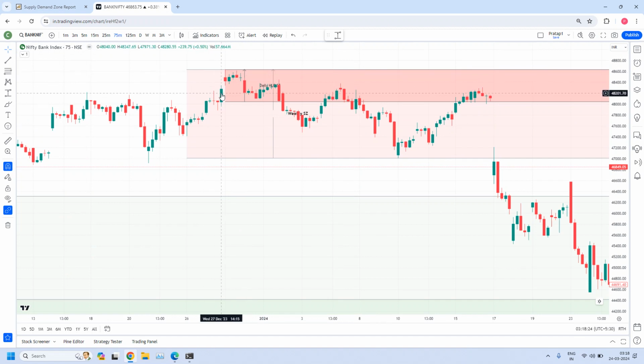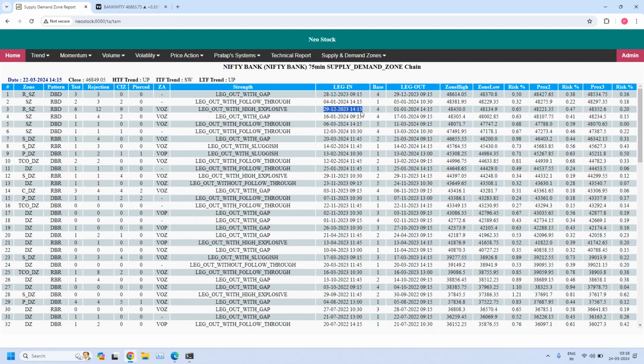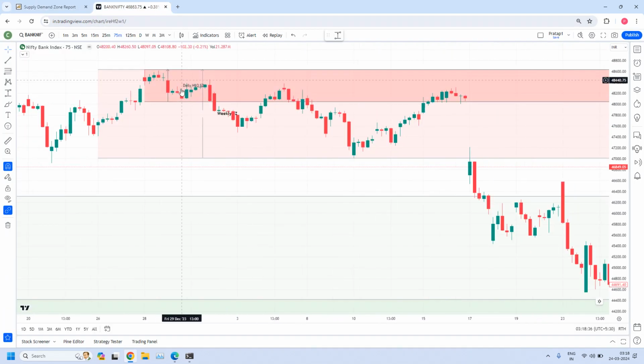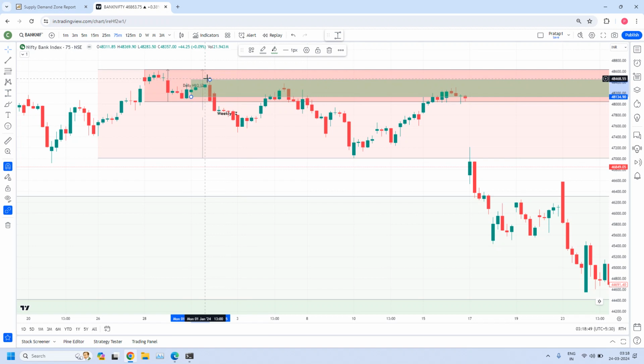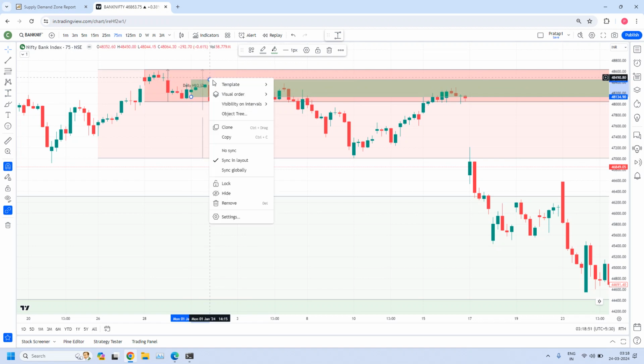Okay, this is the one. 29. This is 27. 29, 14, 15. Yeah, this is the one. Rally, 4 base candles and drop. So inside the daily, it is having zone confluence.